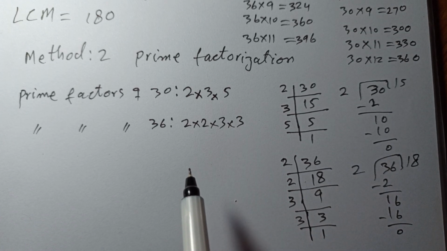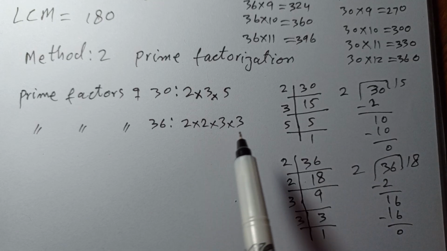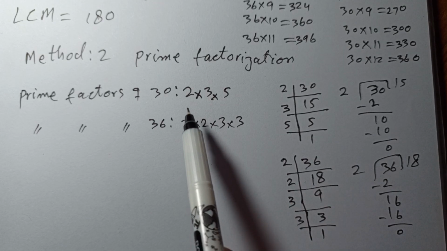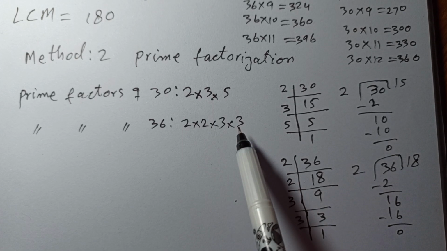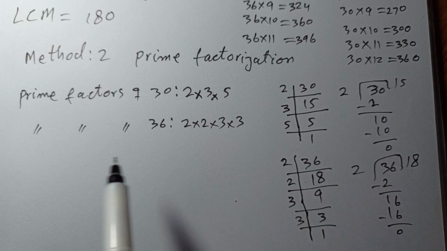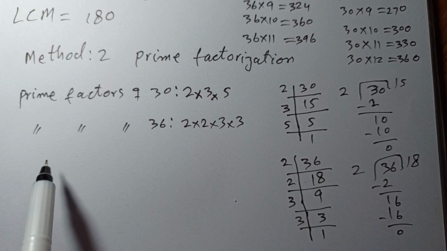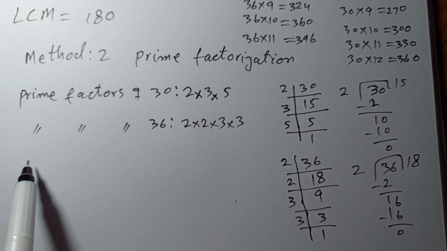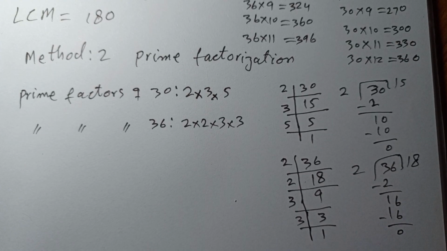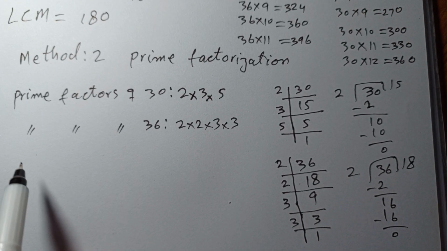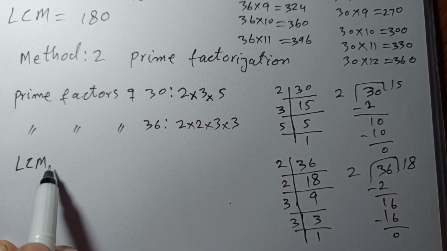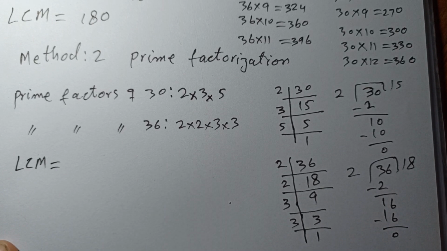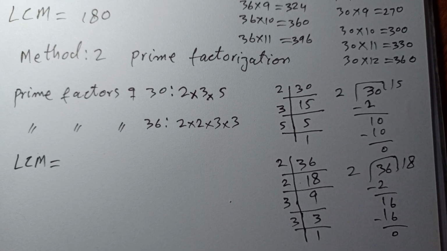Now you will see here which numbers are common in both. 2 is common in both and 3 is also common in both. You will take common as well as not common to get its LCM. Dear student, to find LCM, now you will choose from here the prime numbers which are common as well as which are not common.